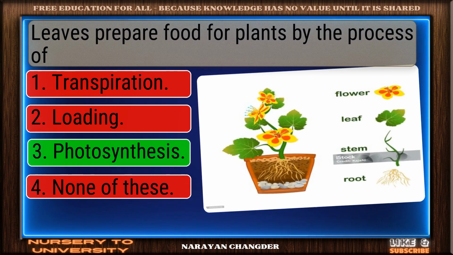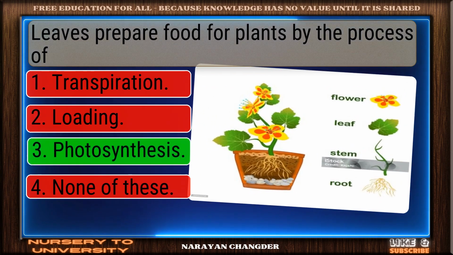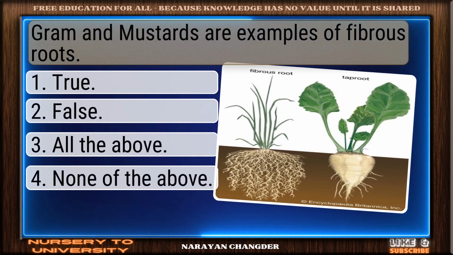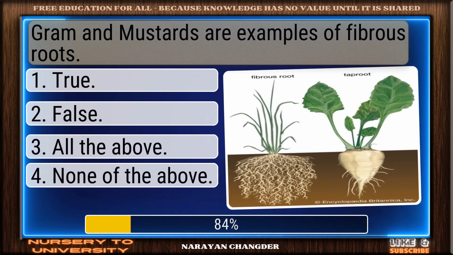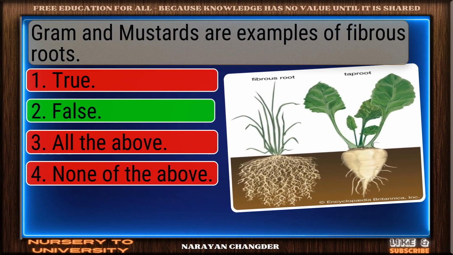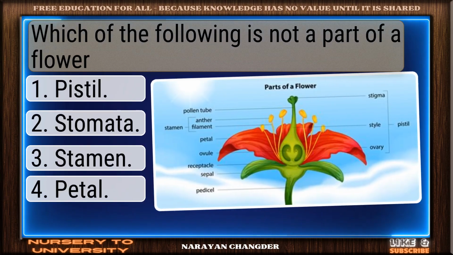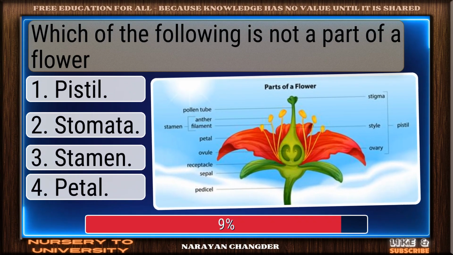Strong choice. Photosynthesis is the right answer. Gram and mustards are examples of fibrous roots. Well picked. False is the correct answer. Which of the following is not a part of a flower?